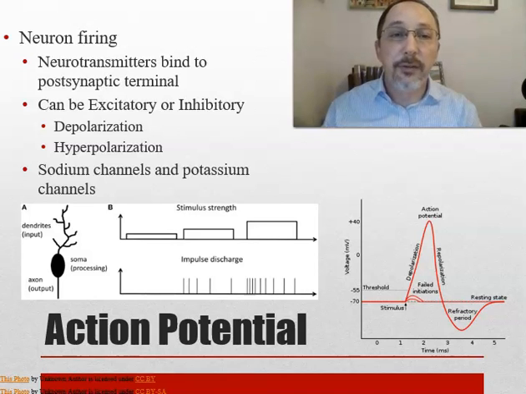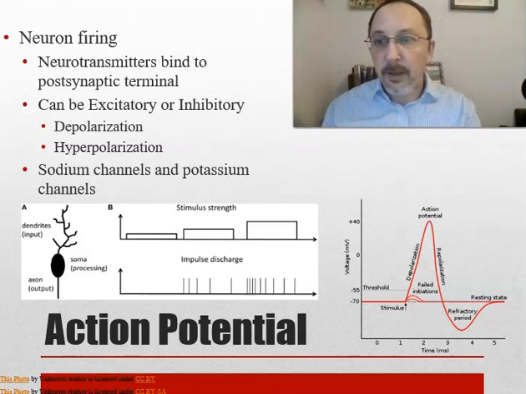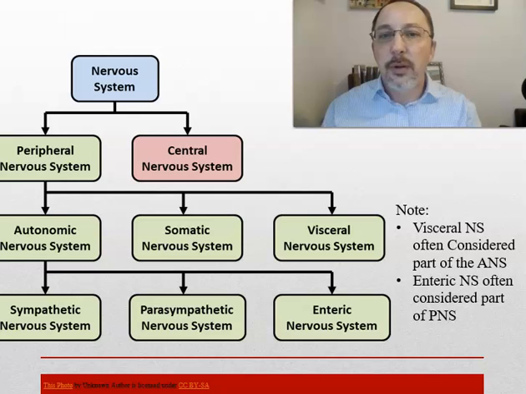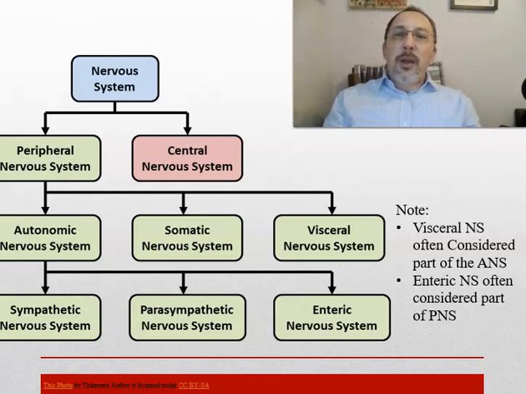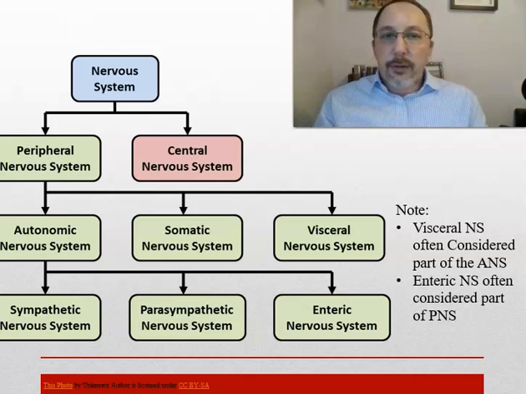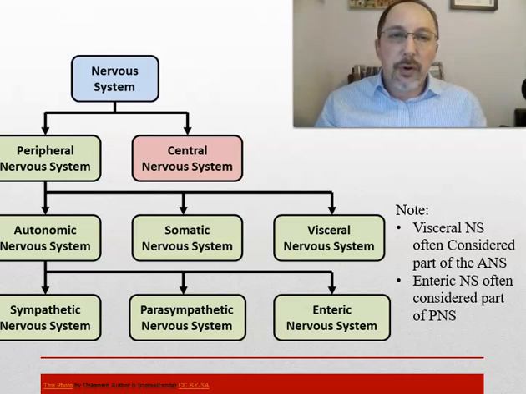Firing rate is how fast the neuron fires, and these incoming informational signals are influencing that. Now we look at the delineations of the nervous system. So, the nervous system is all of our neurons. You've got the central and the peripheral. The central nervous system is the brain and spinal cord. That's it. The peripheral nervous system is everything else.